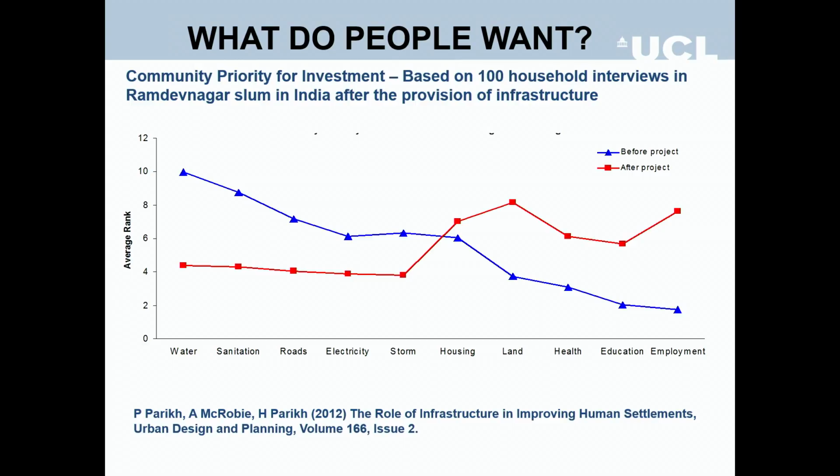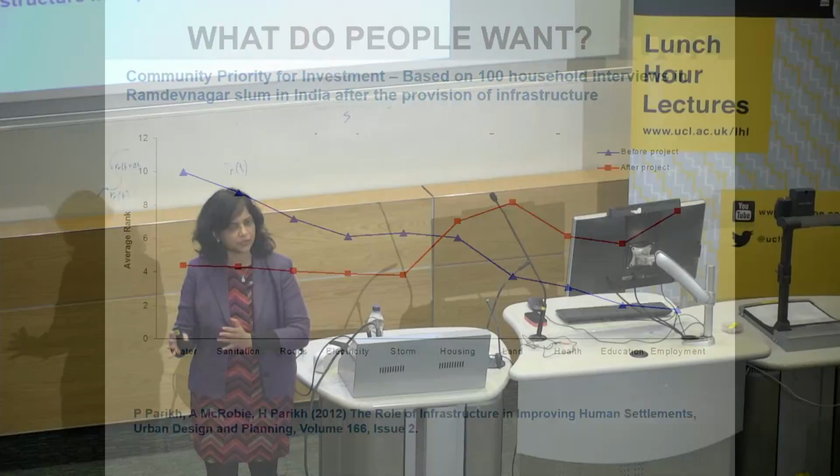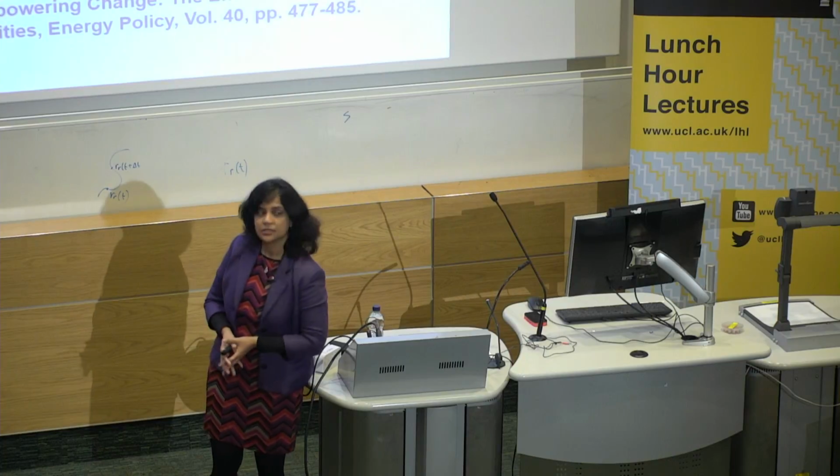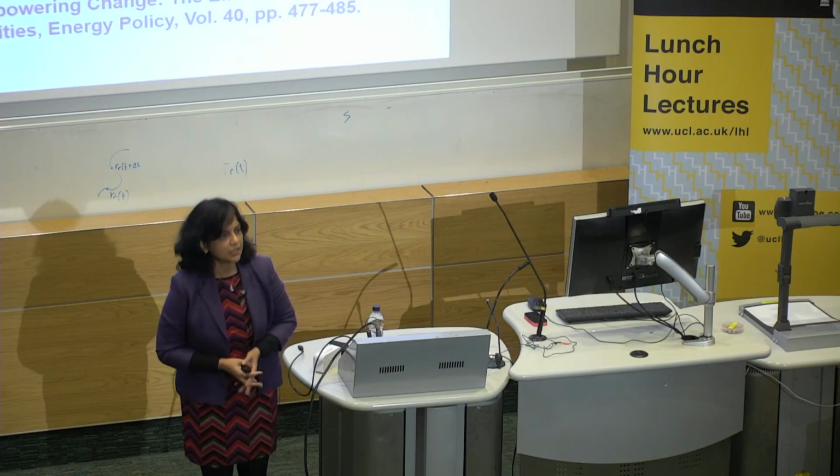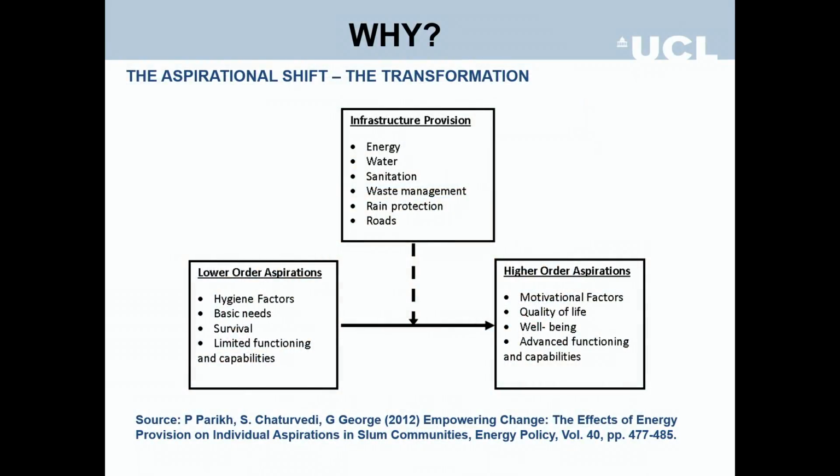So somehow through the provision of infrastructure, there's this kind of shift from thinking about day-to-day challenges around access to basic services to then thinking about education, well-being, quality of life, and health. And this was noted not just in one slum, but all the slums that I've studied. So this is quite a consistent trend where people initially do want access to basic services, and then as soon as that access is obtained, their priorities start shifting. And this is what contributes to a transformation, an aspirational shift. This is probably the first step to thinking about a world without slums.